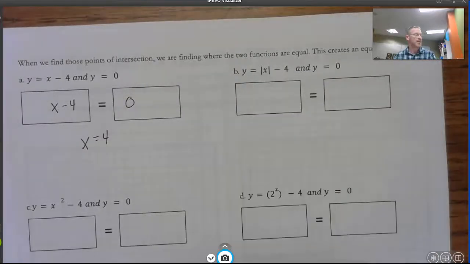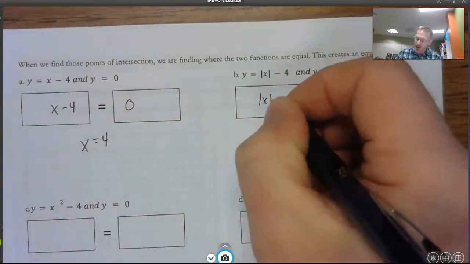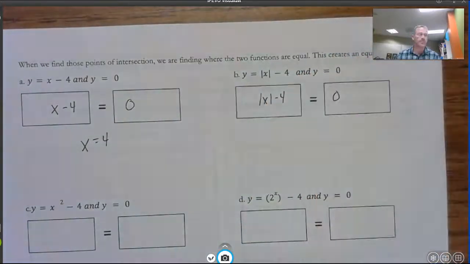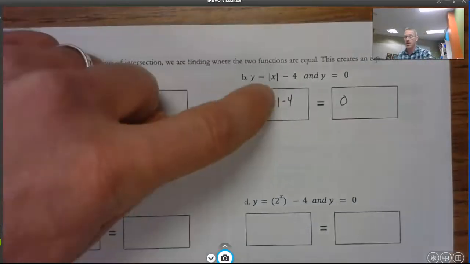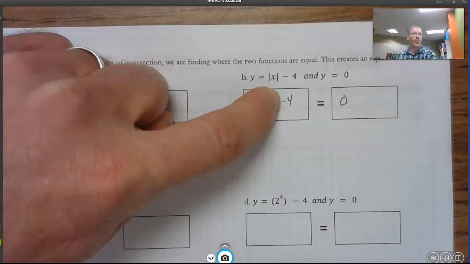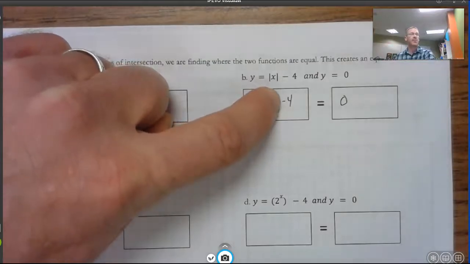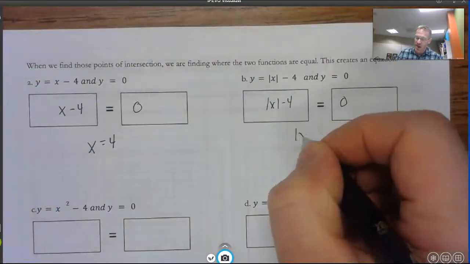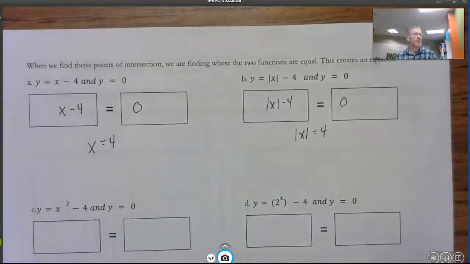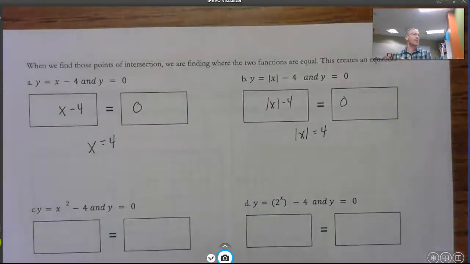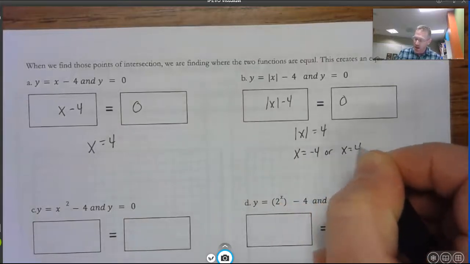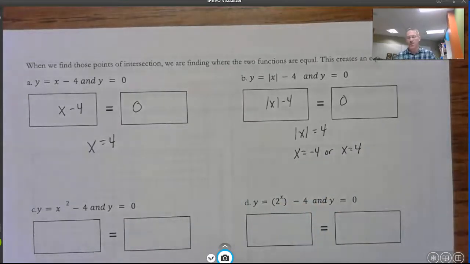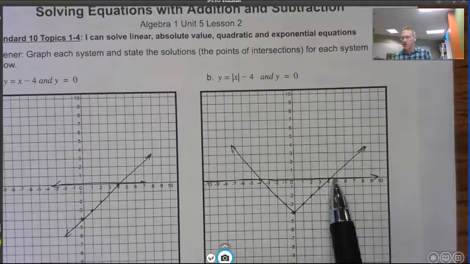All right, so for B here, the absolute value of x minus 4 is equal to 0. Same thing, now we're using those properties from our prior lesson. What minus 4 is 0? 4. So whatever's behind my hand has to be 4, which is the absolute value of x. So the absolute value of x is equal to 4. Now, which numbers have an absolute value of 4, or a distance of 4 from 0? Well, it could be -4 or it could be +4. And once again, we can see that's where those two things intersect.